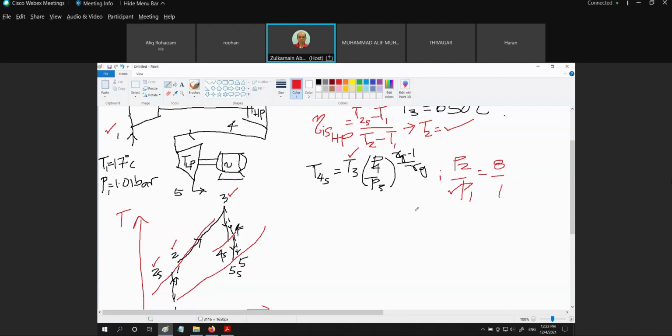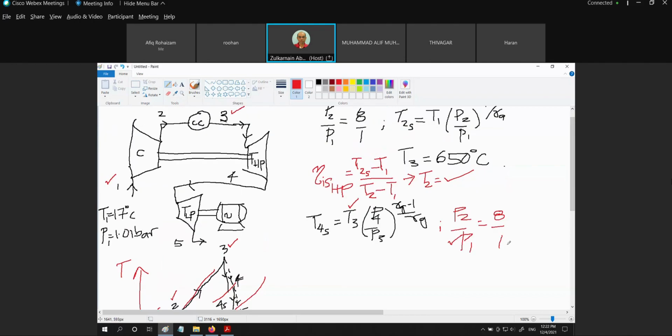But the P4 is still our problem. Therefore, we cannot get T4S first. So we need to get another relationship in order to solve for either T4 or T4S. So remember, pardon? Continue, sir. I'll continue, inshallah. So remember, this T2, we have solved it. Okay, we already have the T2 right here, correct?